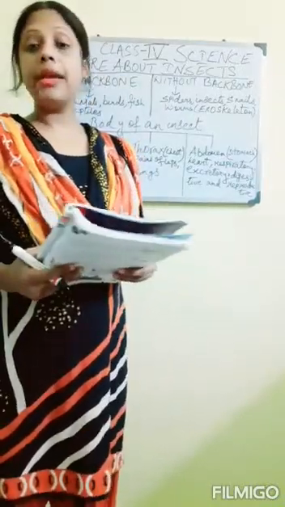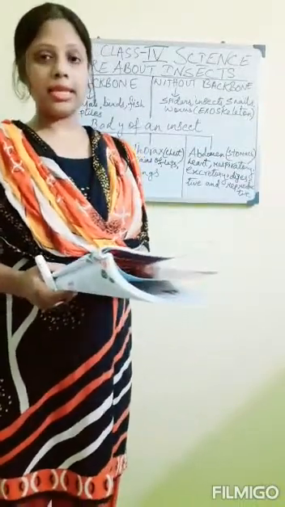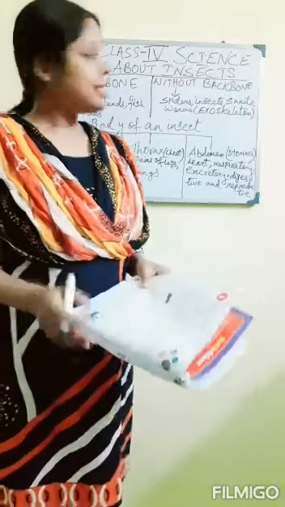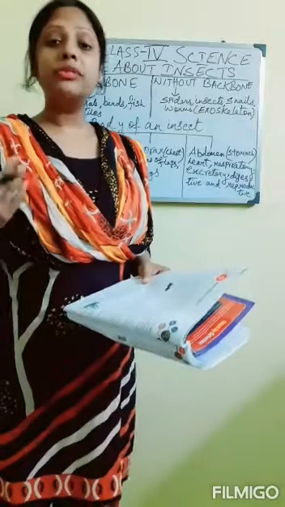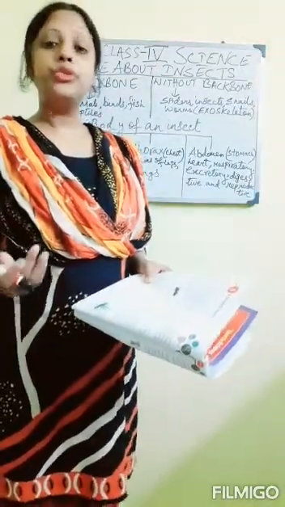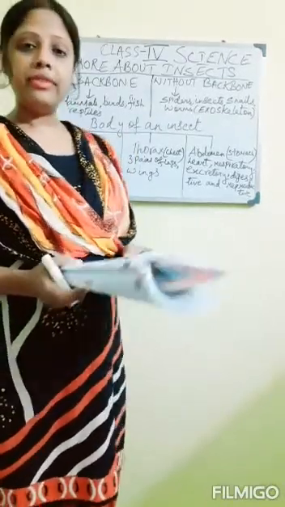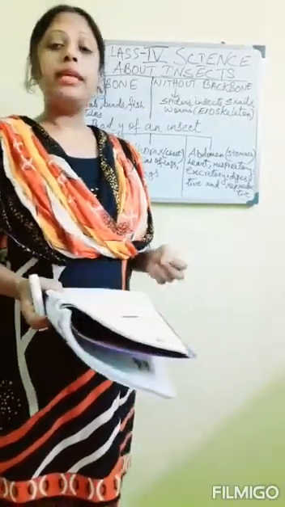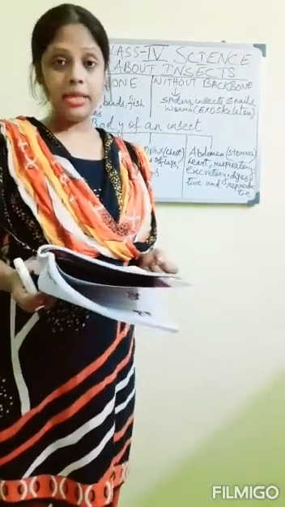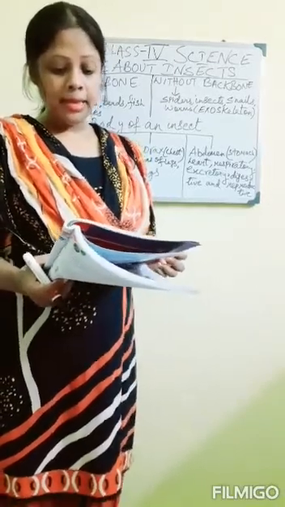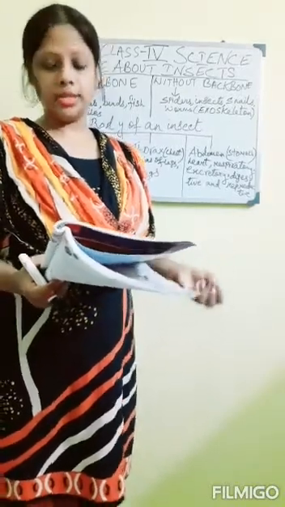So insects do not have a skeleton. They have a hard outer covering that is exoskeleton. Now, this exoskeleton gives them support as well as flexibility to their body. Insects have 3 pairs of legs and their body is divided into 3 parts, that is head, thorax and abdomen, and these have their own functions.